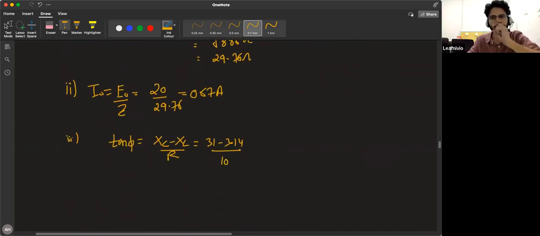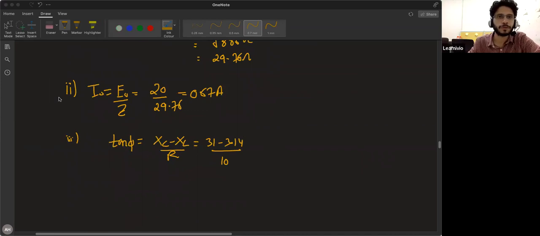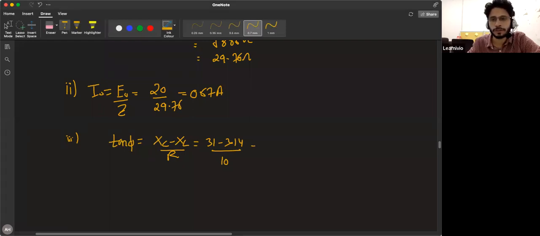So 31 minus 3.14 is 27.86, divided by 10, so it's 2.78. So phi comes out to be tan inverse 2.78. Fourth part.